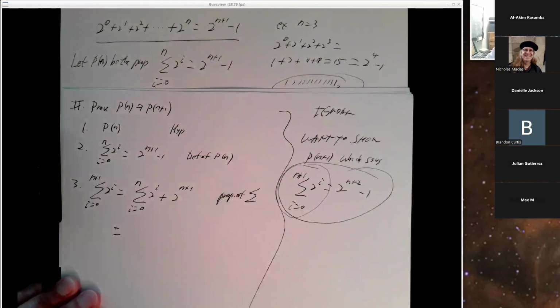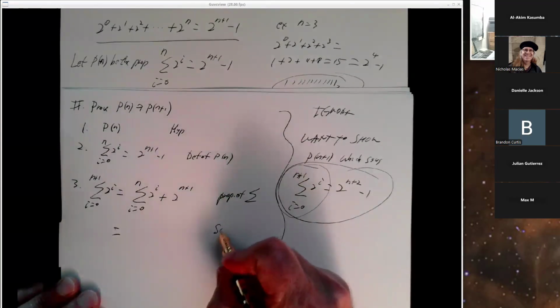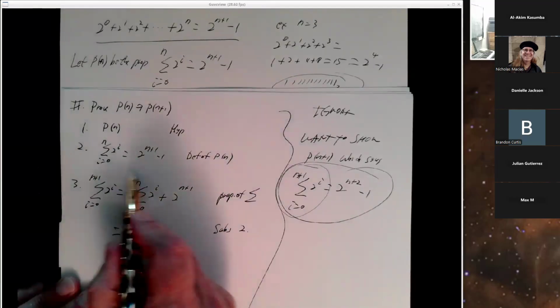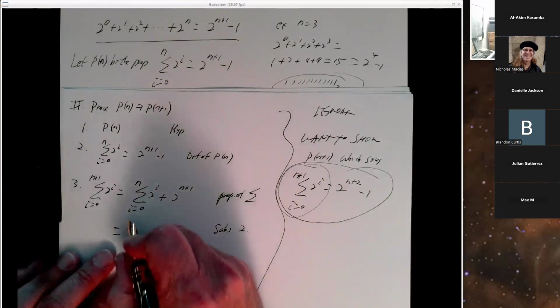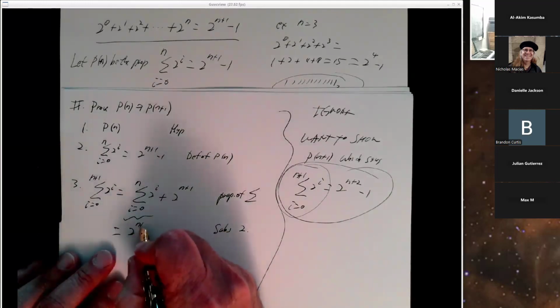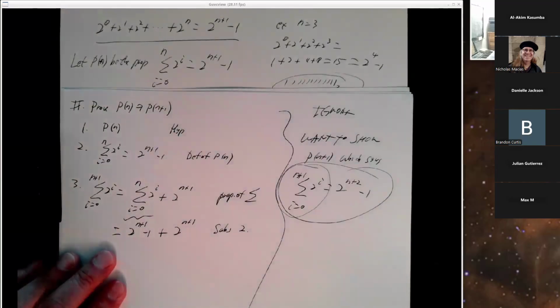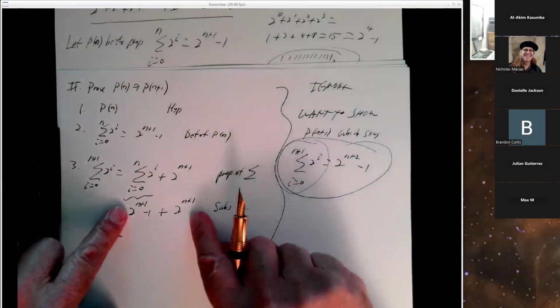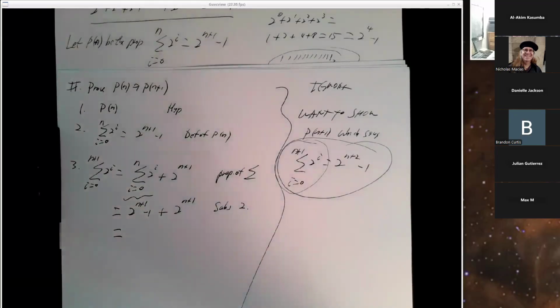But now I can use proposition 2, and I can substitute. The sum from 0 to n is actually 2 to the n plus 1 minus 1. So this thing becomes 2 to the n plus 1 minus 1 plus 2 to the n plus 1. So I'm just substituting from proposition 2. And then how do I simplify this expression? Using a little bit of algebra.